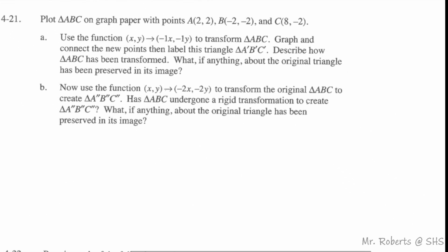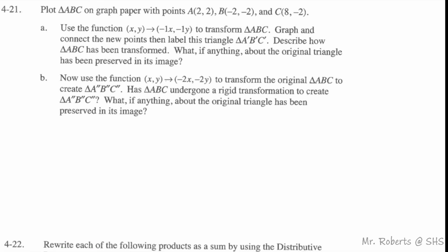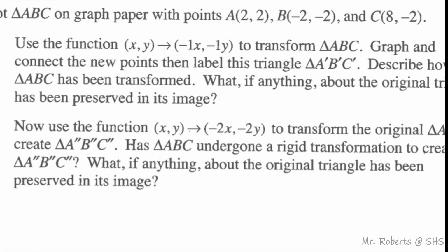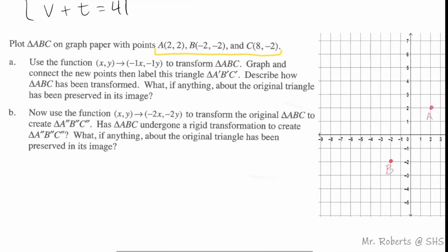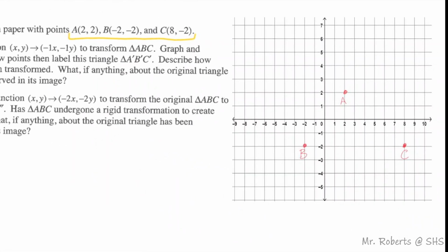Question 21 says plot some points and make a triangle. Okay, let's get a piece of graph paper. Not only did I get the graph paper, but I went ahead and pre-graphed this. So let's look at these 3 points, and they're right here. We've got A at (2, 2), B at (-2, -2), and C at (8, -2).